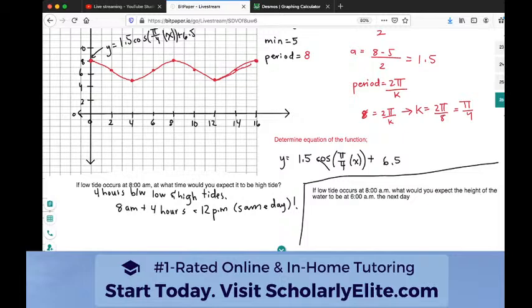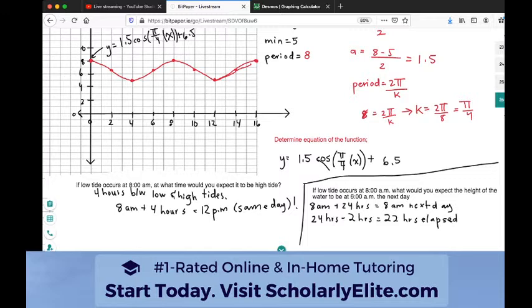Anyways, guys, point of the story is, because I know everybody's raring to ramp this up. So if the low tide occurs at 8 a.m., what would you expect the height of the water to be at 6 a.m. the next day? Now, there's a couple things you want to think about. First of all, 8 a.m. plus 24 hours is 8 a.m. the next day. But we need 6 a.m. So to get to 6 a.m., we're going to go 24 hours minus 2 hours. Okay? So that means that 22 hours have elapsed.